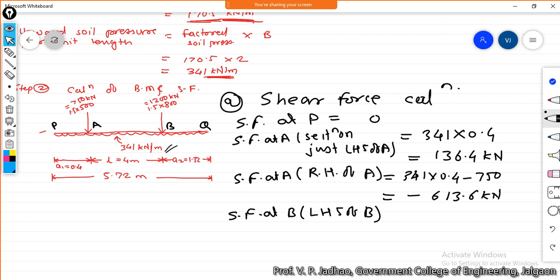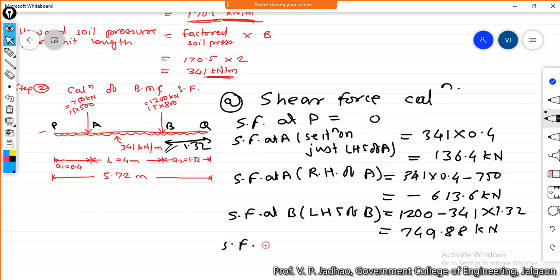Okay, so this will be equal to 1200 kilonewton load minus 341 multiplied by this distance. We know that this particular distance is 1.32 meter, so this will be equal to 749.88 kilonewton. And shear force at B, we are considering that the section is on RHS or right hand side of B.